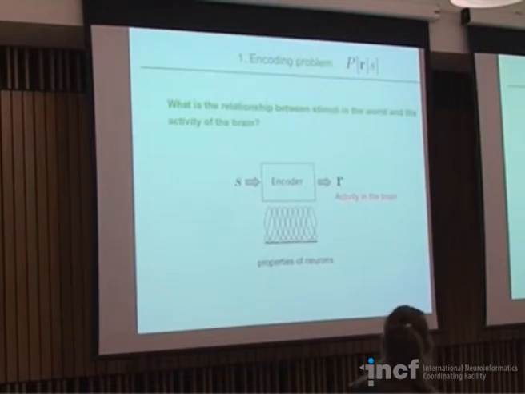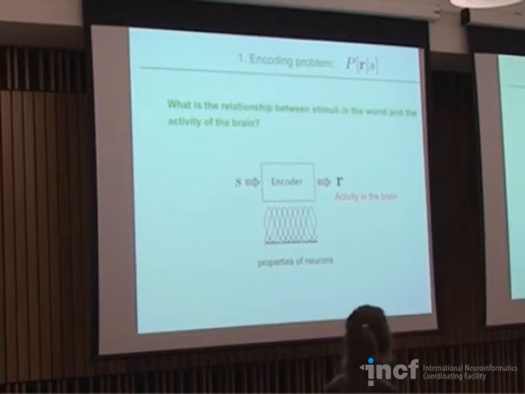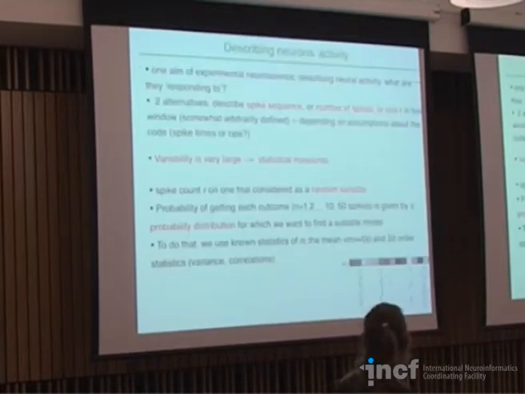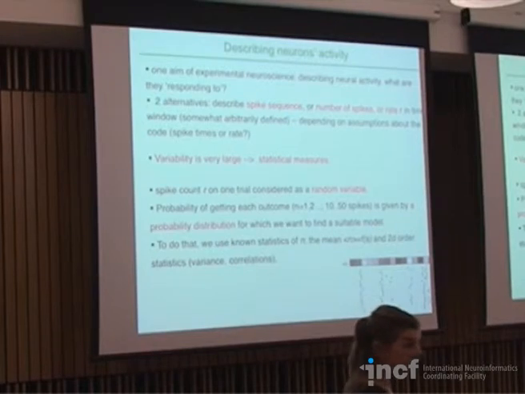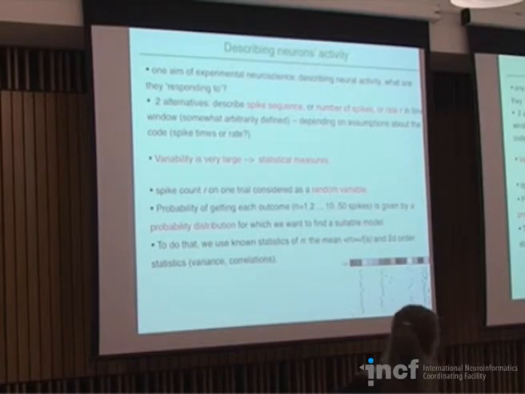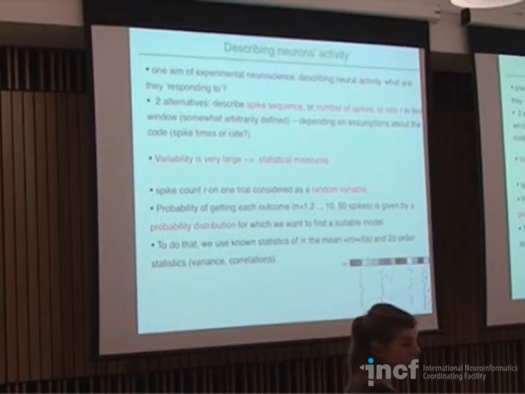So the encoding stage: we want to describe the statistics of the responses of the population of neurons in the brain given a stimulus. Of course, most sensory neuroscience is about this, about understanding what neurons respond to. But here we want to describe this in statistical terms. So first of all, we have to choose how we are going to describe this activity in the population of neurons.